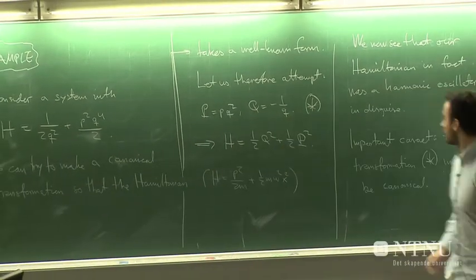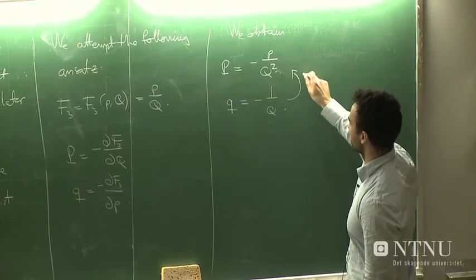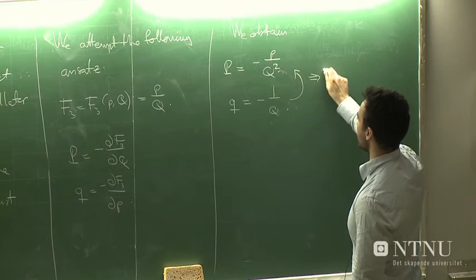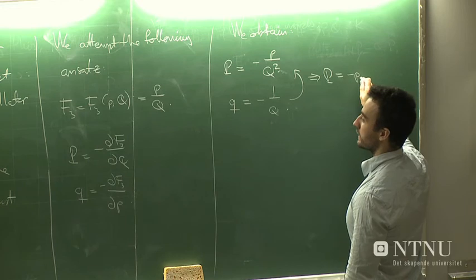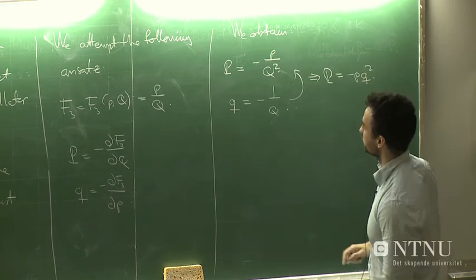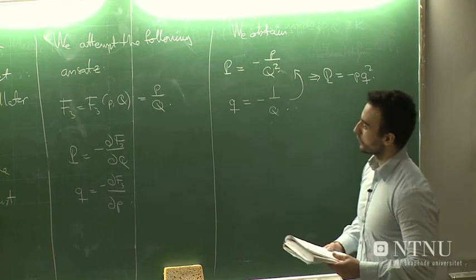But here, if I now insert this q into here, I get large P is minus P q squared. So there's some sign error here. Do you see it?